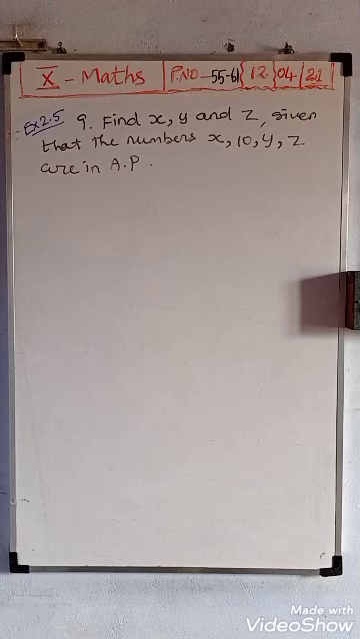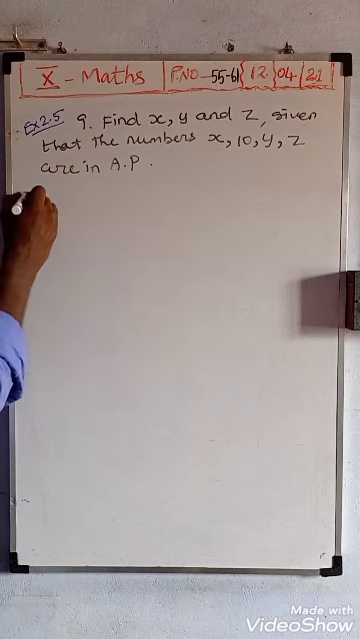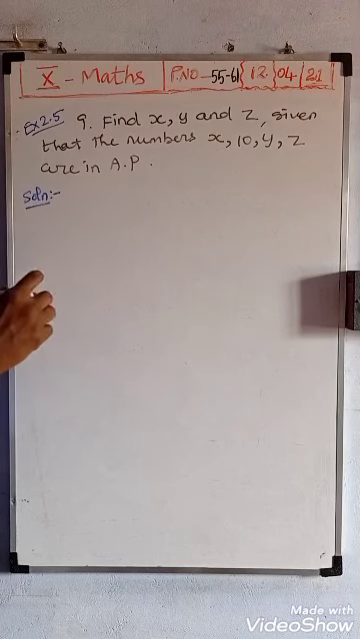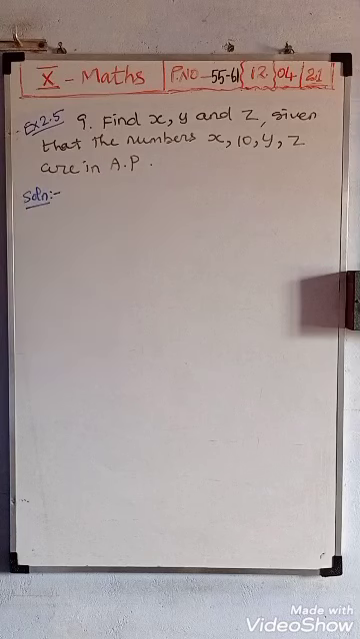See next, ninth question. Find x, y and z given that the numbers x, 10, y, z are in AP. Then before sum, the same method you want to work out this sum. Here but 4 terms are given. See solution. In the question it is given, it is in AP, then find the value of unknown values x, y, z. Okay, so see solution first.